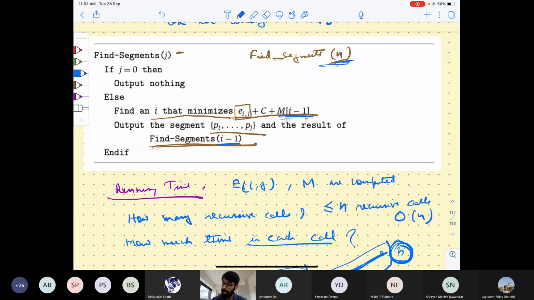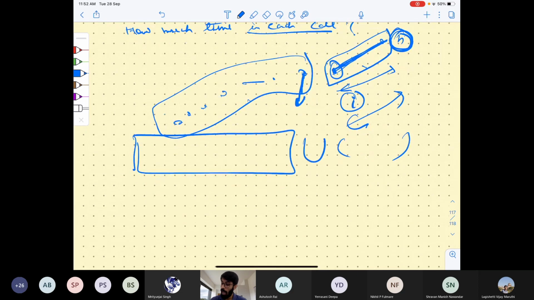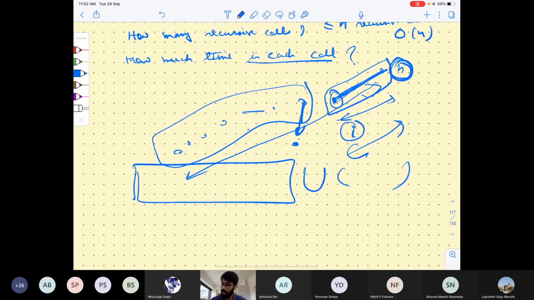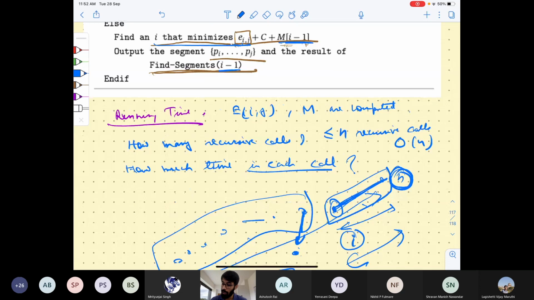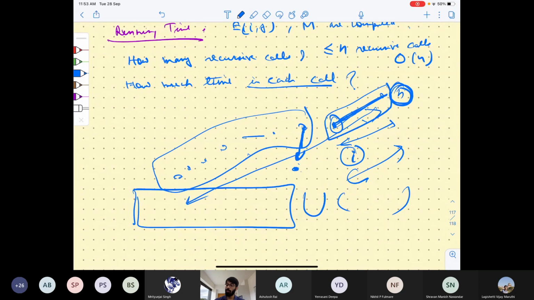Each call is finding an i that minimizes this. So it goes through all the i which are less, and for each of those i's, it calculates this quantity, e_ij plus c of m_{i-1}. And this quantity is there already, right? Because e_ij is stored, m_{i-1} is stored. So it has to find that i that minimizes. So how much time in each recursive call?